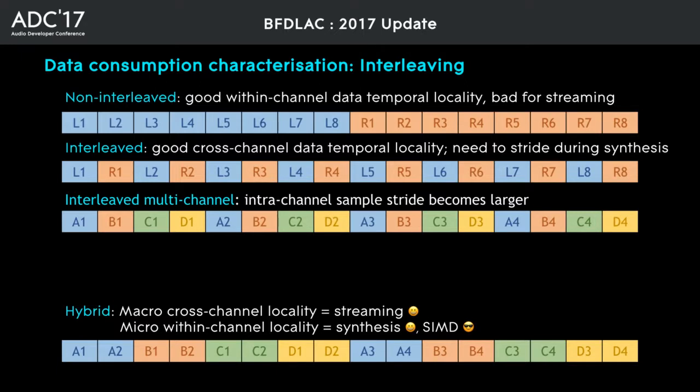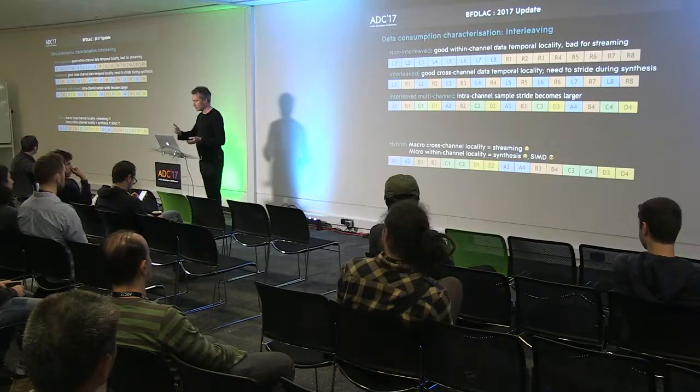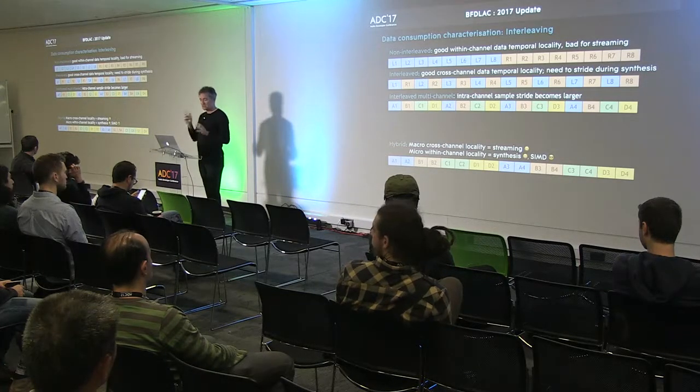In an interleaved format, you have the left and right channels next to each other, so you have good cross-channel locality, but if you're trying to do within-channel processing, you need to step over each sample. When you're only dealing with mono or stereo, that's fine, but if you're dealing with a 31-channel drum sound, then it becomes quite problematic because you actually start blowing the cache lines every time you need to get to the next sample in your sample frame.